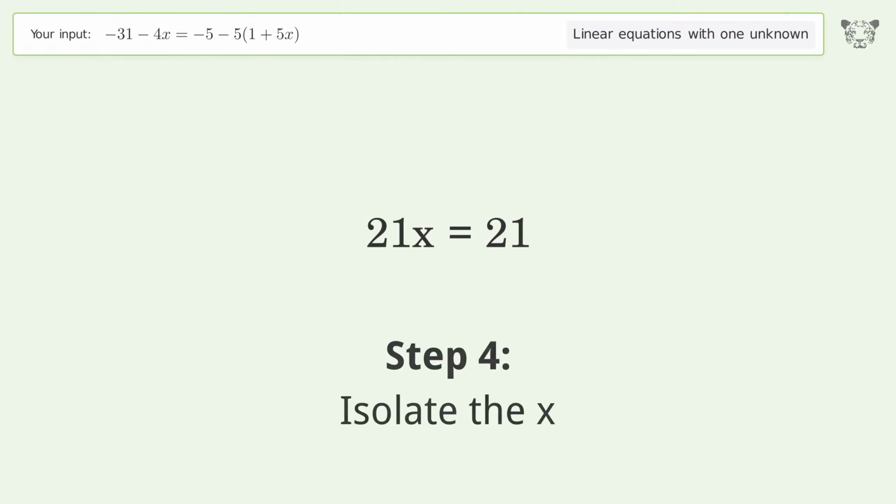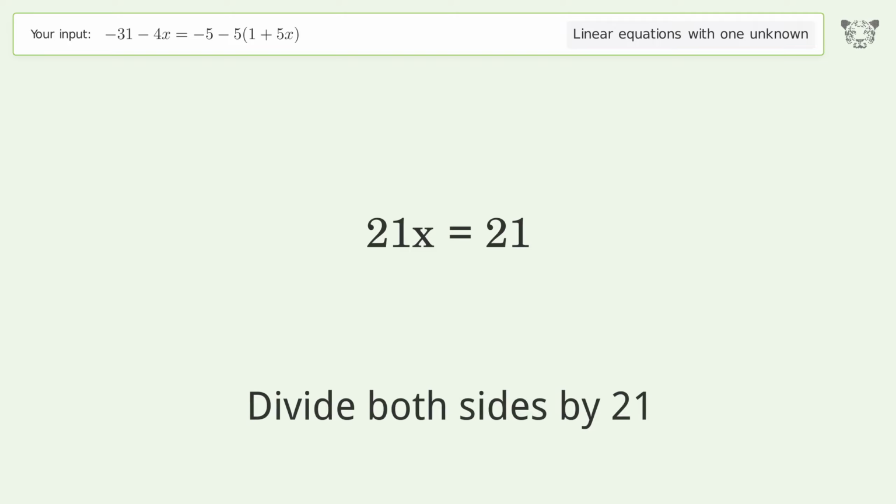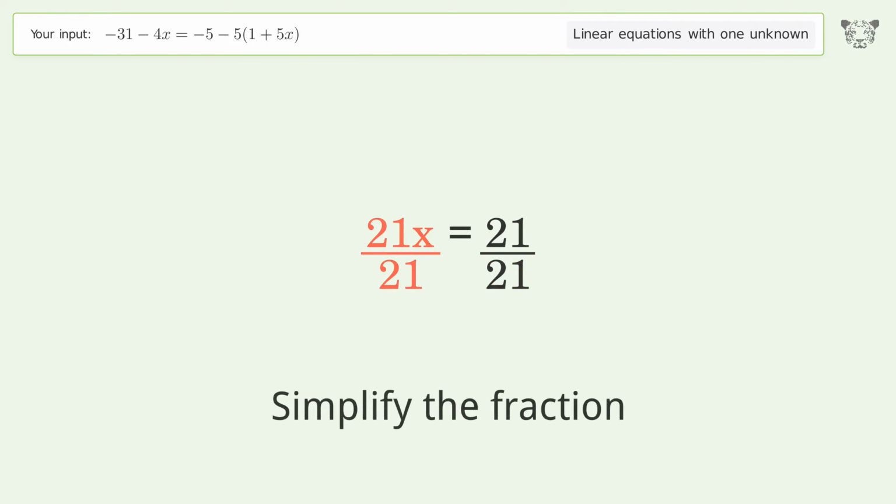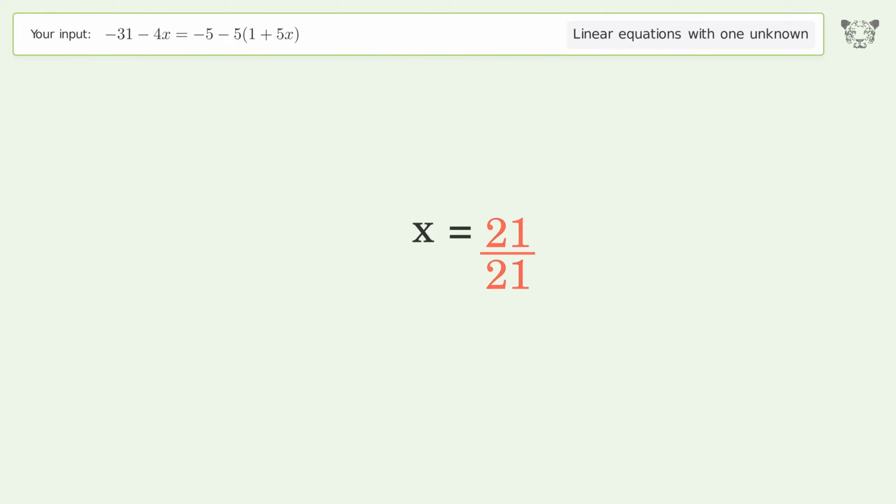Isolate the x. Divide both sides by 21. Simplify the fraction. And so the final result is x equals 1.